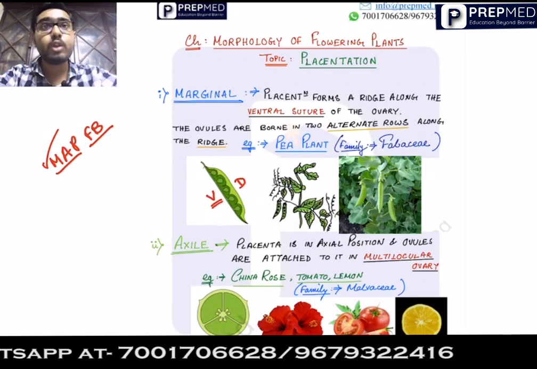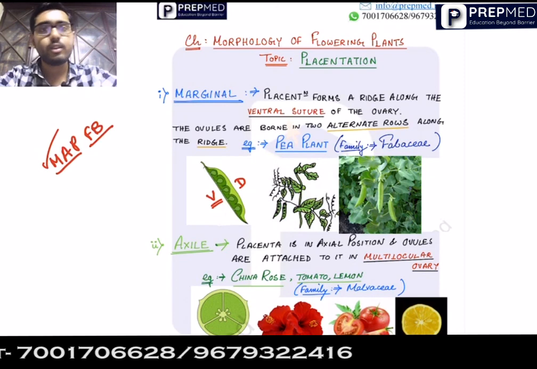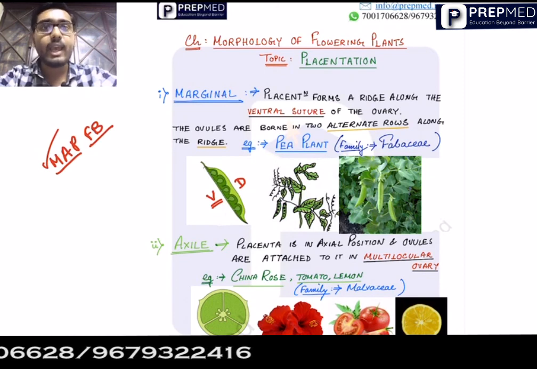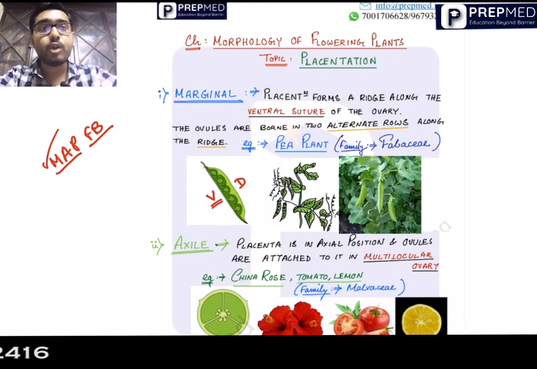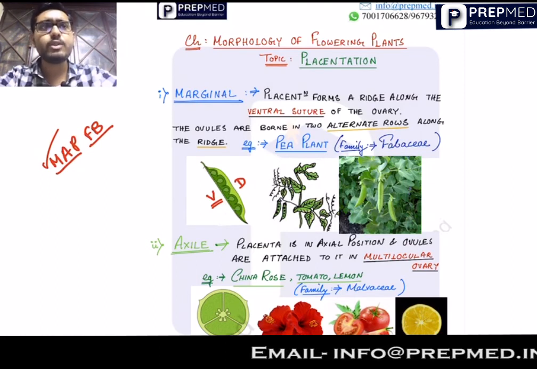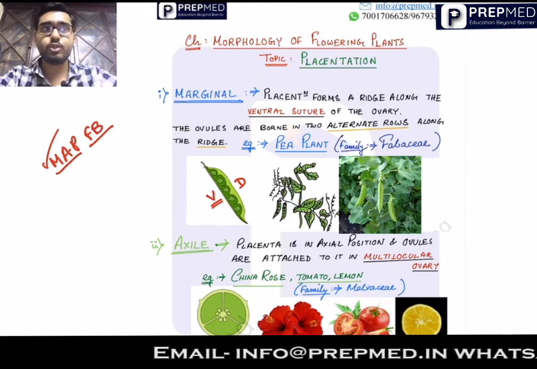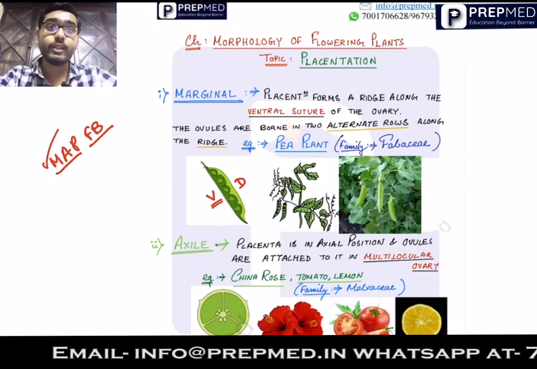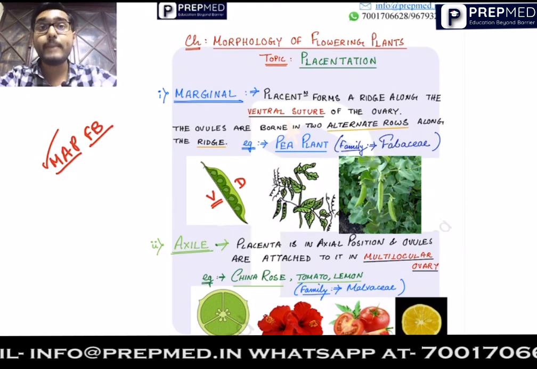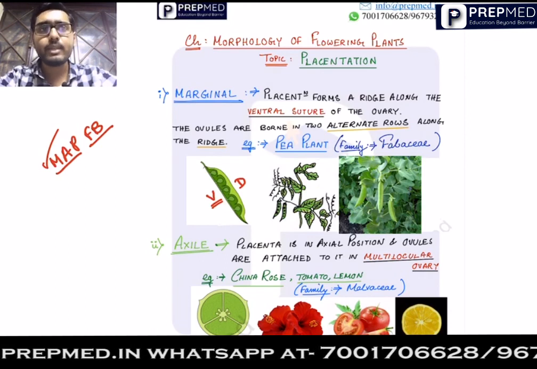What was the mnemonic for the types of placentations? Good. It's MAP FB. M for marginal, A for axile, P for parietal, F for free central, B for basal. For marginal, what were the important things to remember? It was on the ventral side, so ventral suture, and ovules are borne in alternate rows. Example, pea plant, family Fabaceae.